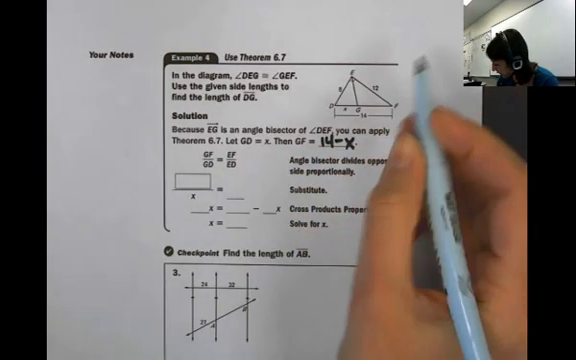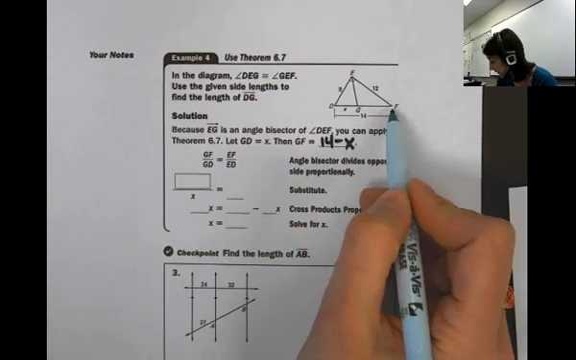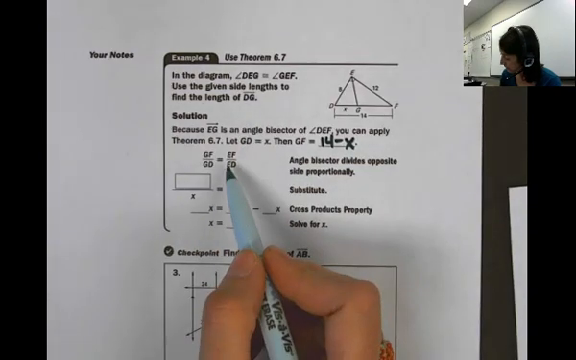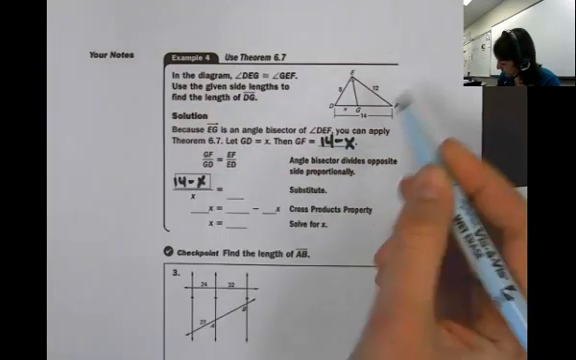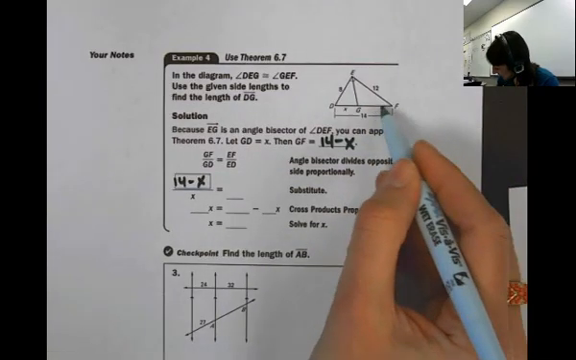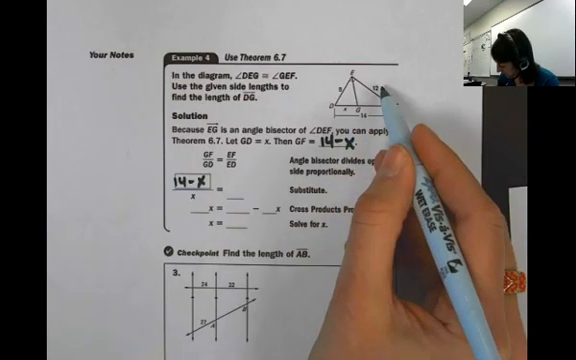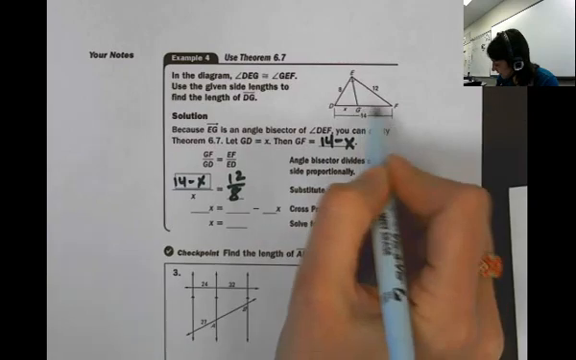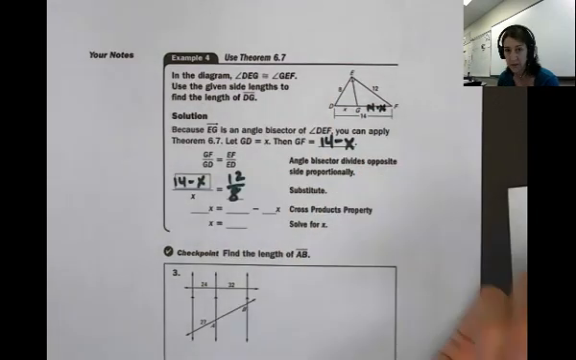Sorry, the entire side is 14. They gave us that. So GF is 14 minus x. That was given in the diagram. So now we just start plugging in what we know. So GF is 14 minus x. So this side is to this side as 12 is to 8. This is to this as this is to this. And again, we called that 14 minus x.